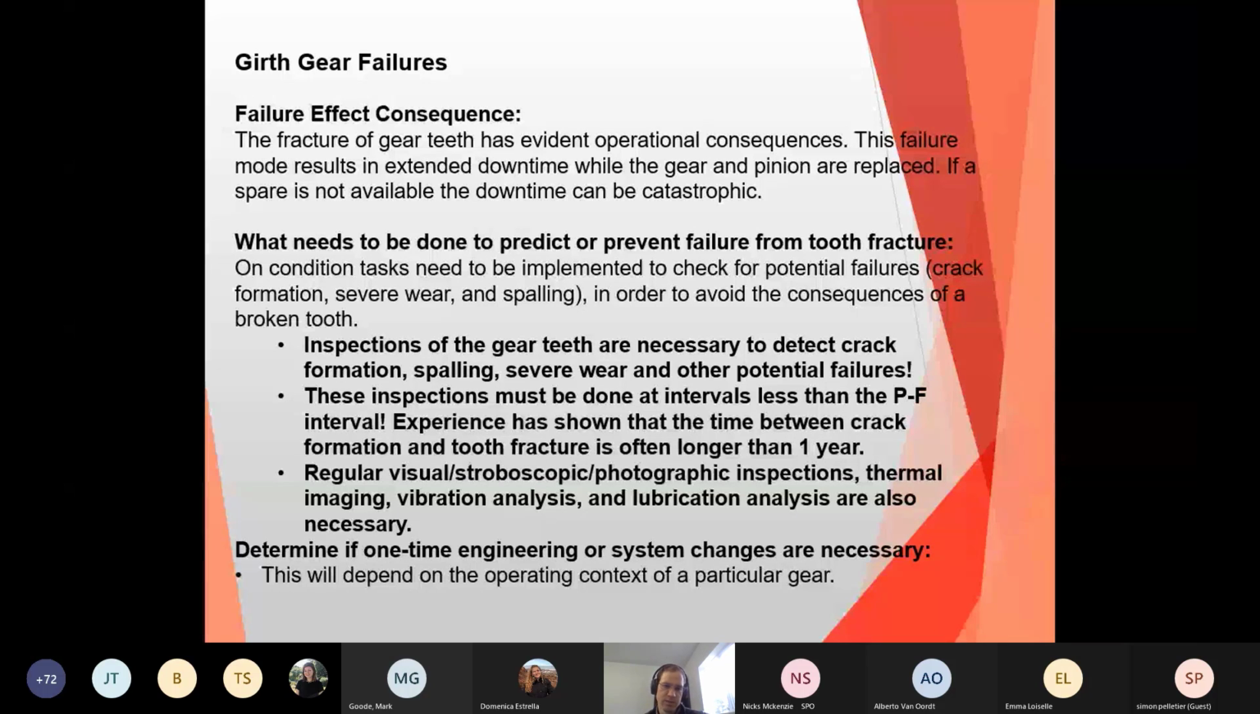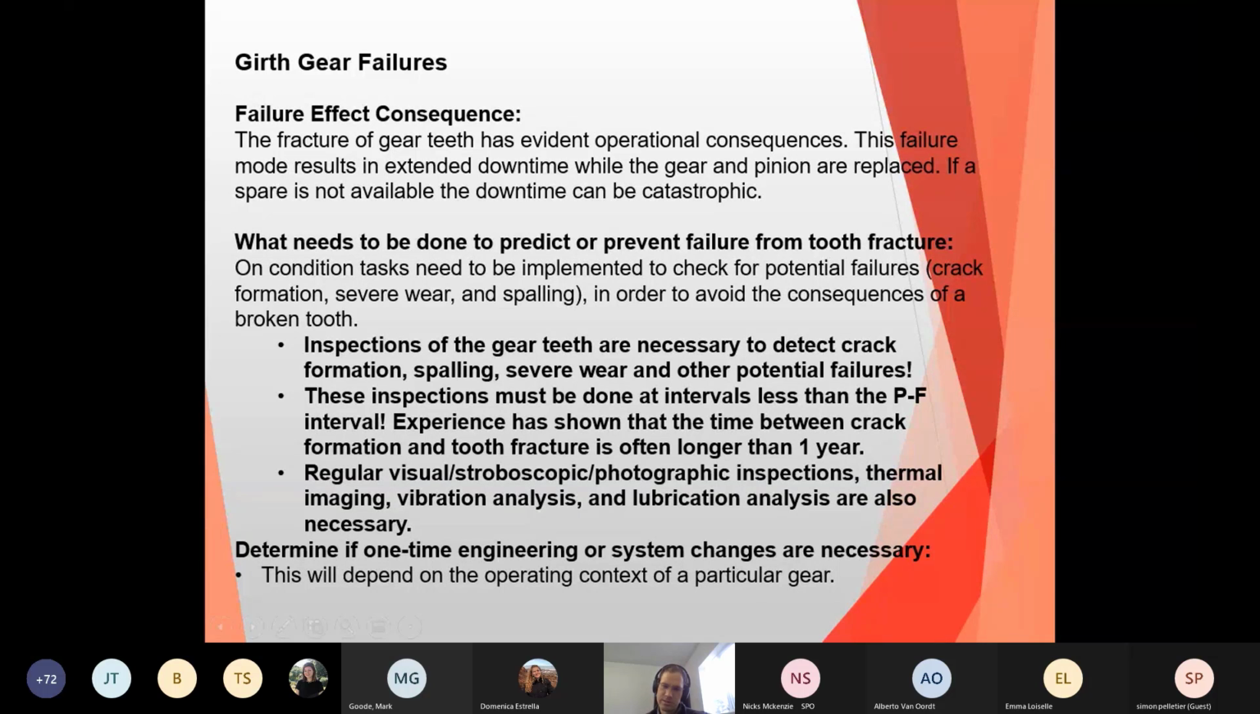So when we get to what needs to be done to predict or prevent those failure modes from tooth fracture, on-condition tasks need to be implemented to check for potential failures, as mentioned before. And the big ones that we're looking at are crack formation, severe wear, and spalling, in order to avoid that developing into a cracked or fractured tooth.